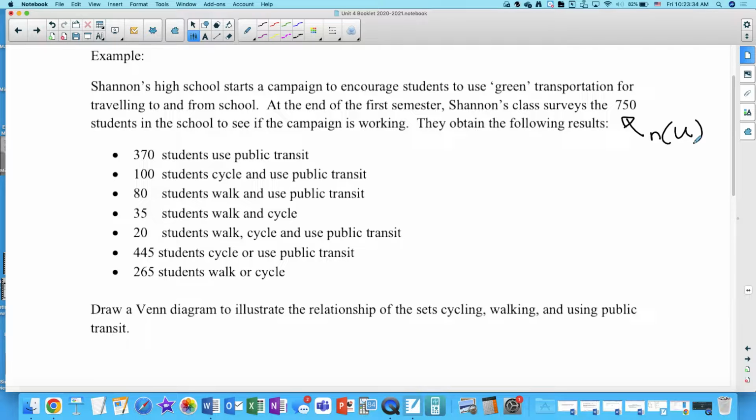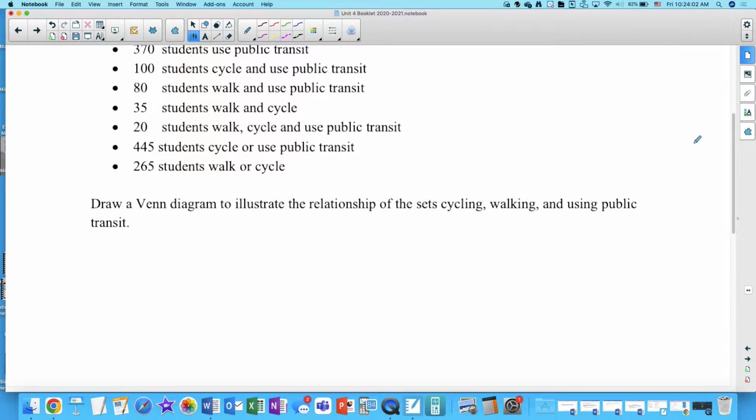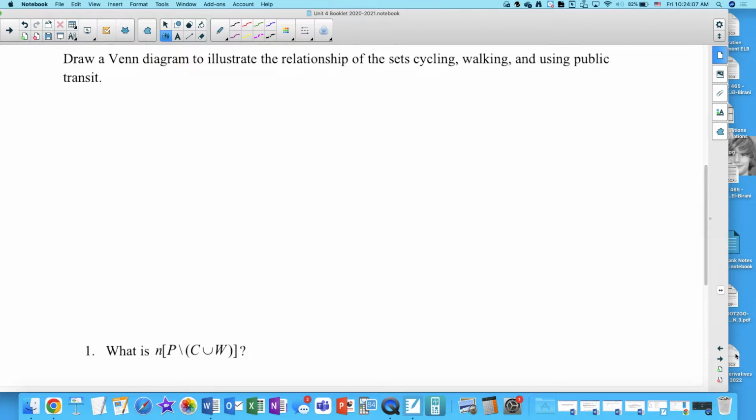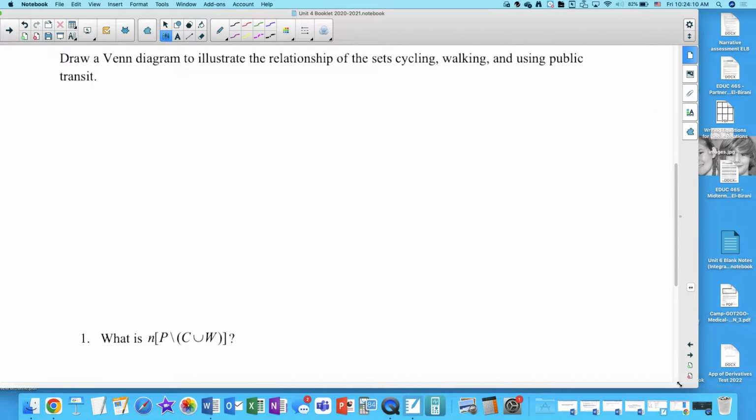So here is what we see. 370 students use public transit, 100 students cycle and use public transit, 80 students walk and use public transit, 35 students walk and cycle, 20 students walk, cycle, and use public transit, 445 students cycle or use public transit, and 265 students walk or cycle. Okay, so we want to draw a Venn diagram to illustrate the relationship between the sets of cycling, walking, and using public transit. And then we're going to answer some questions based on what we draw.